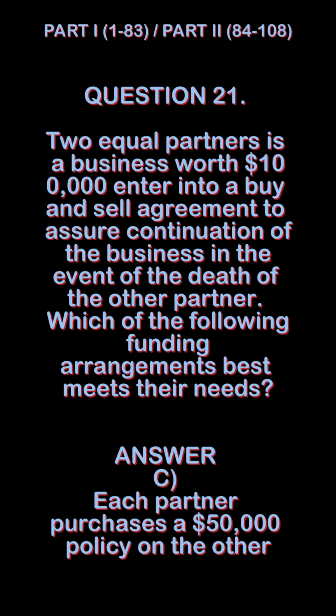Question 21. Two equal partners in a business worth $100,000 enter into a buy and sell agreement to assure continuation of the business in the event of the death of the other partner. Which of the following funding arrangements best meets their needs? Answer C. Each partner purchases a $50,000 policy on the other.